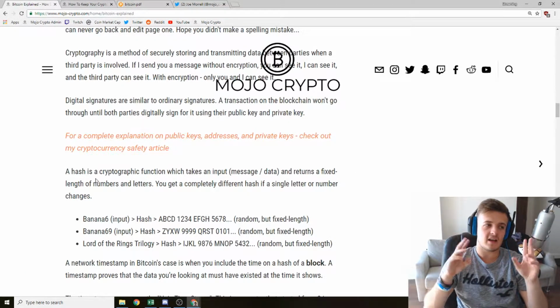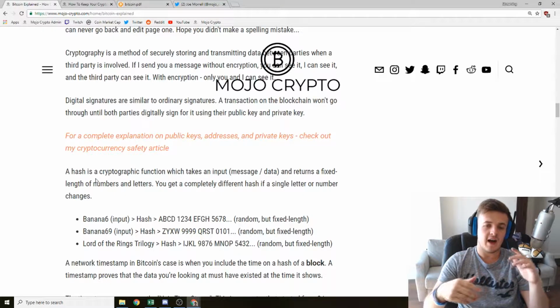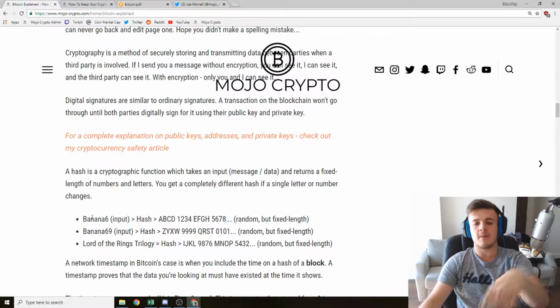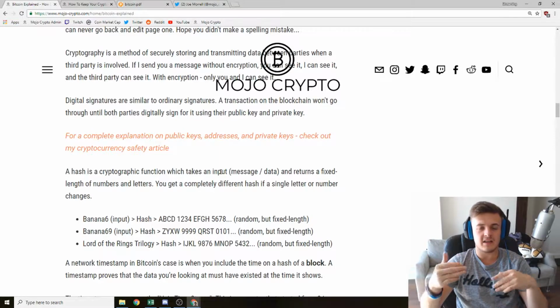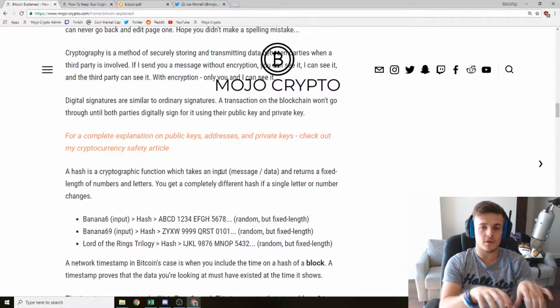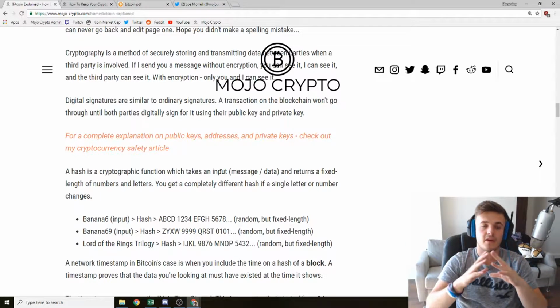In a super simple line, a hash is a jumbled up version of the original input. I'm going to use these as examples down here: Banana 69, and the Lord of the Rings trilogy. Let's go through this paragraph first. A hash is a cryptographic function which takes an input, like a message or data, anything like that. You could type it in, that's an input, and it returns a fixed length of numbers and letters. You get a completely different hash if a single letter or number changes.